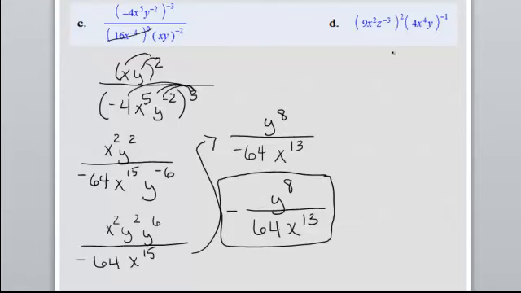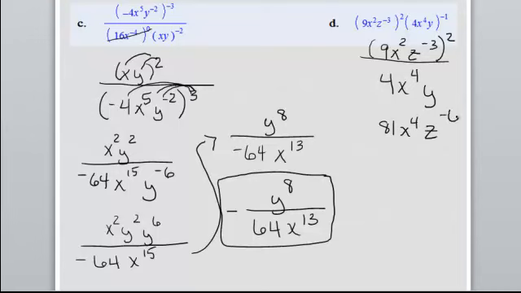Okay, last problem. We have all of this raised to the second power, and then we have all of this raised to the negative 1 power. So let's take care of that negative 1 power first. Okay, I moved the whole thing to the denominator. Now we can raise all of these to the second power. So 9 squared is 81. X squared squared is x to the 4th. Z to the negative 3 squared would be z to the negative 6.